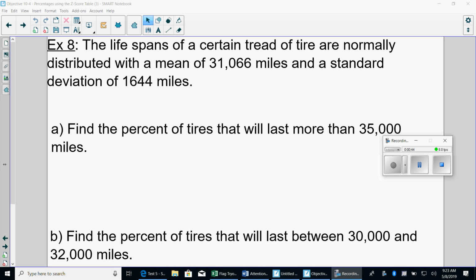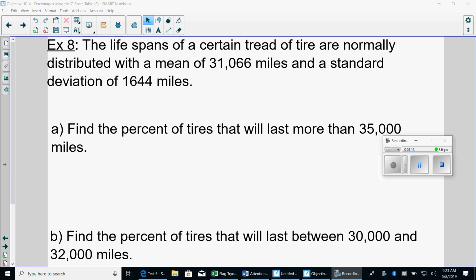Okay. So let's look at what part 3 says. This will be kind of a review from what we did yesterday to begin with. It says the lifespan of a certain tread of tires are normally distributed with a mean of 31,066 miles and a standard deviation of 1,644 miles. Can you draw a bell curve? Yes. All right, let's do that.